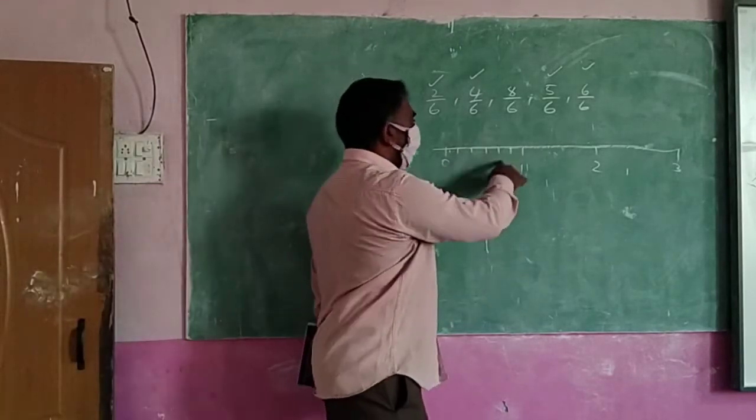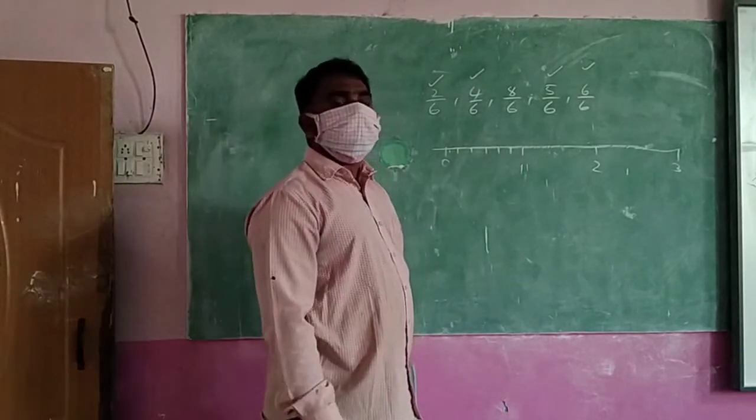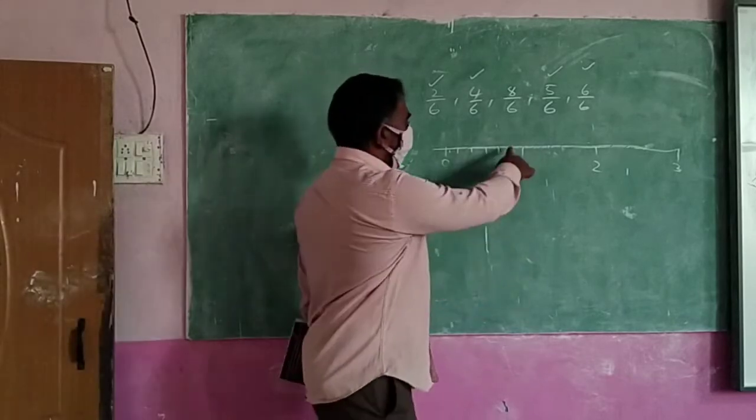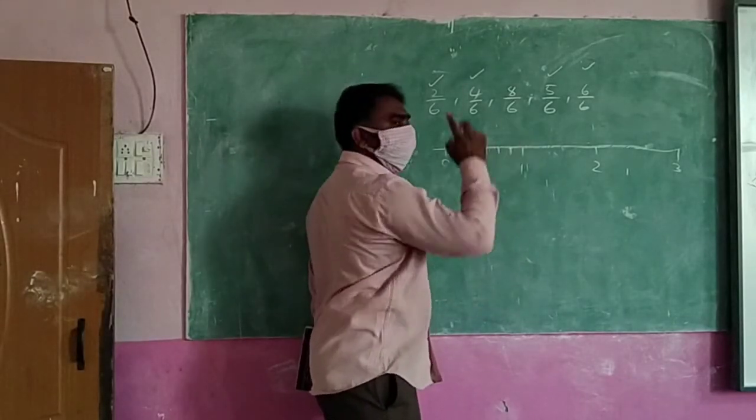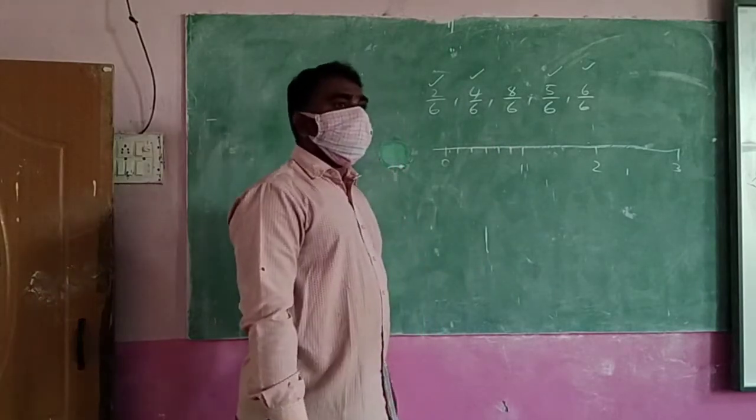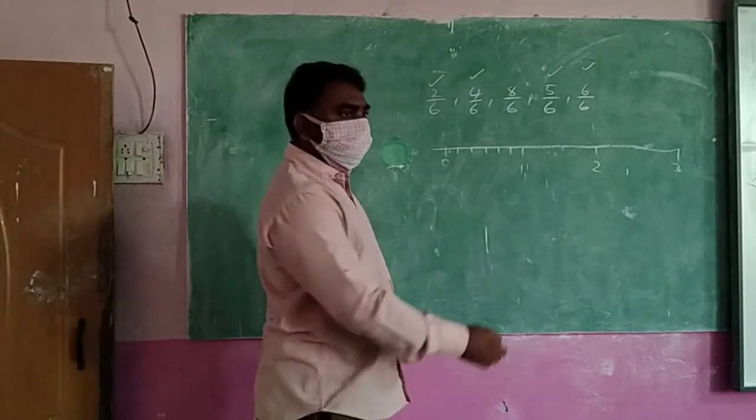The fourth line is 4 by 6. Where is 5 by 6? This line is 5 by 6. 6 by 6? That is 1. Automatically this is one improper fraction now. Yes. That improper fraction, what should we do?